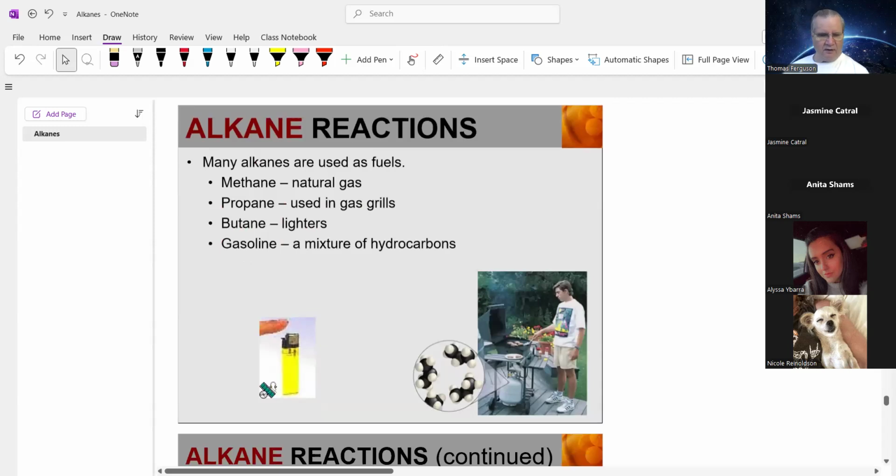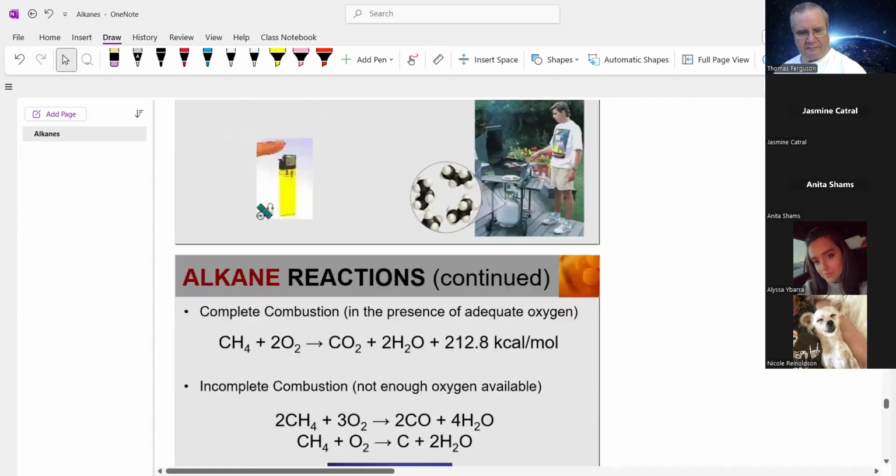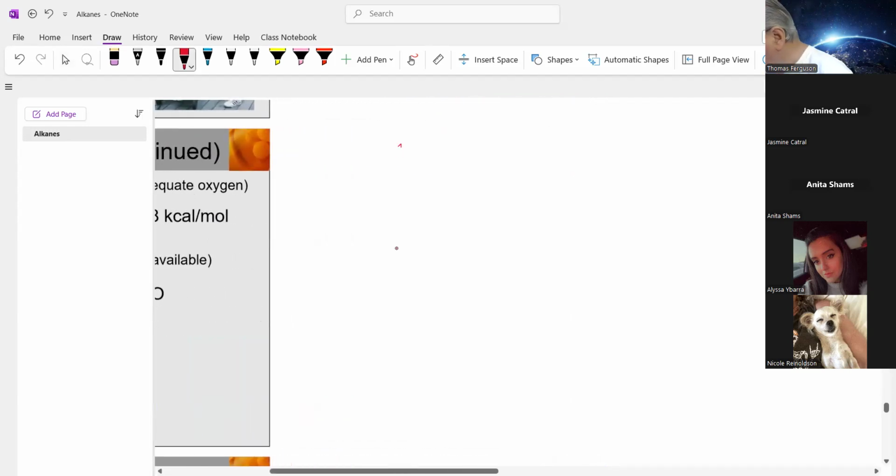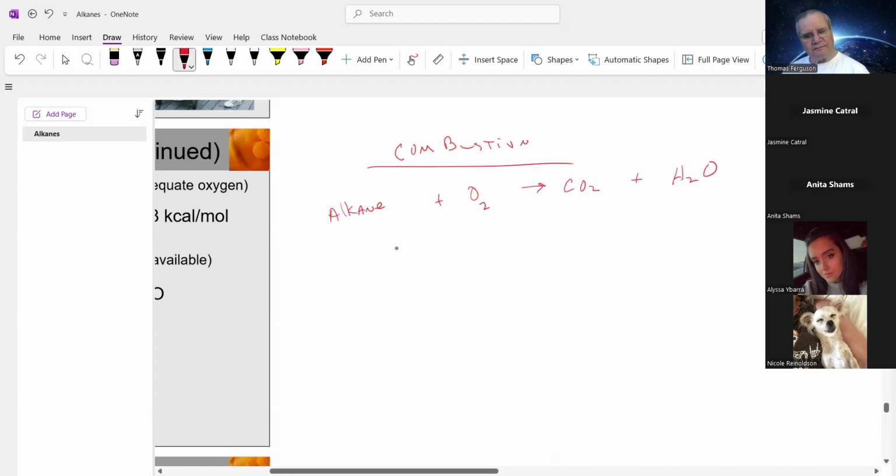As you already know, methane coming out of the wall, propane for your gas grill, butane lighters, gasoline, diesel. These are all hydrocarbons, alkanes, and they burn quite nicely. So combustion is an alkane plus some kind of oxidizer. Usually it's oxygen. Not always, though. Most of the time it's oxygen. And then we've got carbon dioxide and water. So for example, if I had propane, I'm going to get carbon dioxide and water.